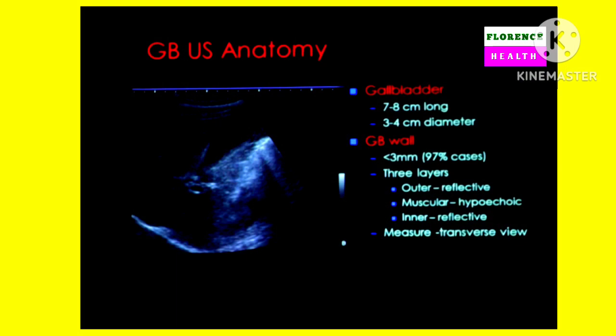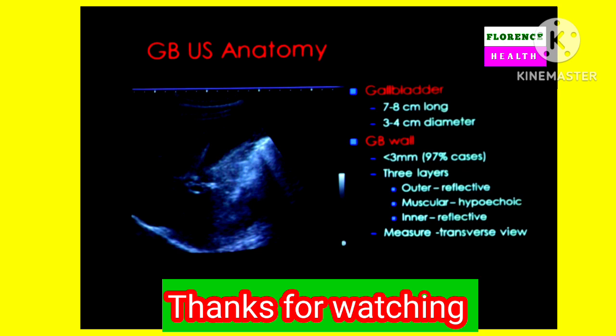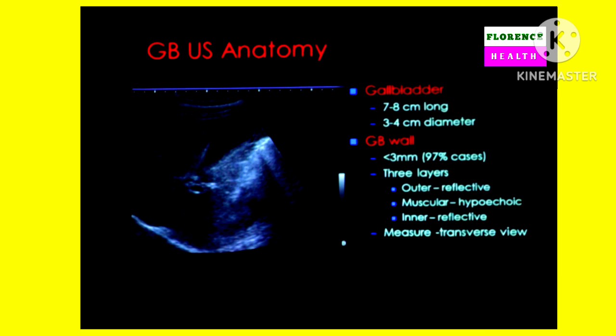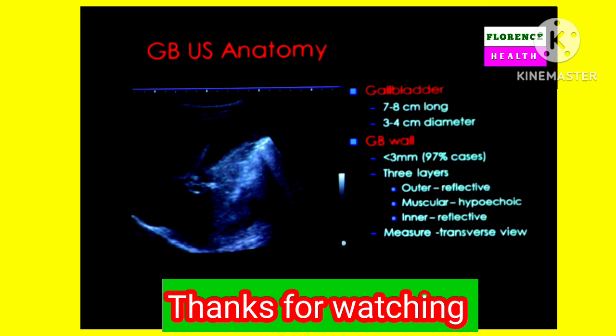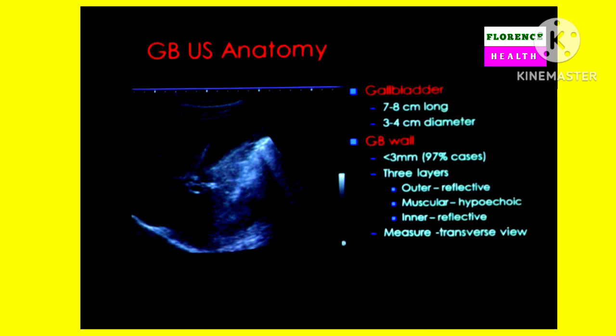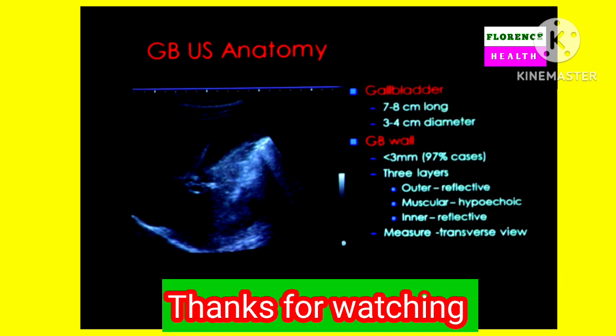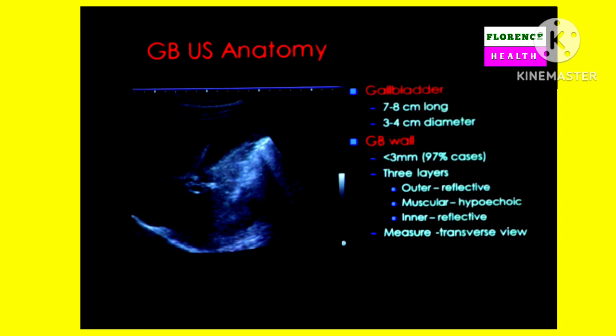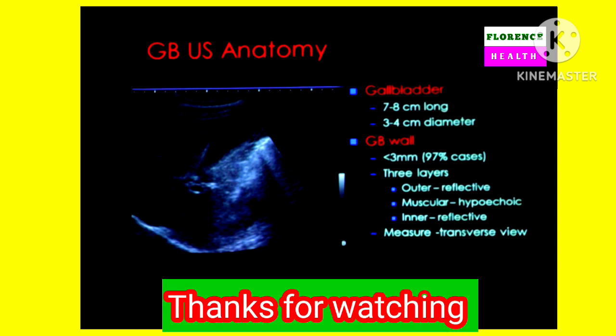Now let us discuss the sonographic dimensions of the gallbladder. The gallbladder has a length of up to 7 to 8 cm and a breadth of up to 4 cm. Remember, length should be measured in longitudinal section and breadth should be measured in transverse section. The gallbladder is distended when the length is more than 10 cm and the breadth is more than 5 cm.